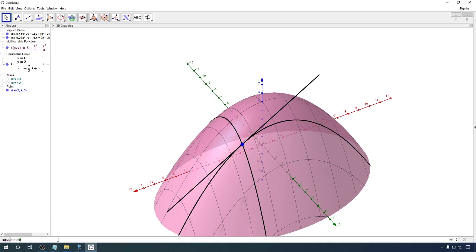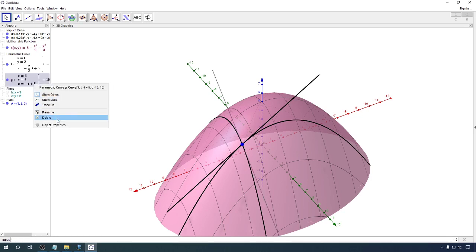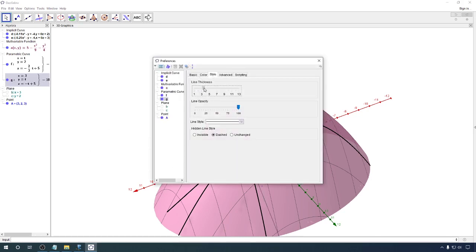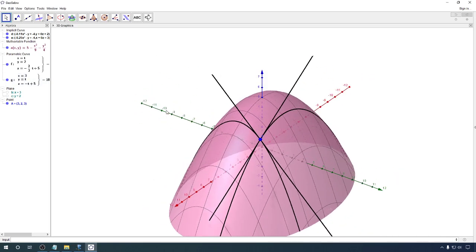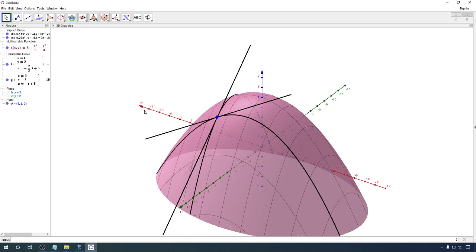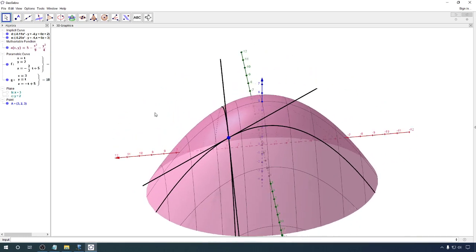You can do the same thing in the y direction. In fact, the equation here is a little bit simpler: just negative t plus 5. And again, I need to make it thicker. There we go. So we have these two tangent lines to our surface that go through that point.